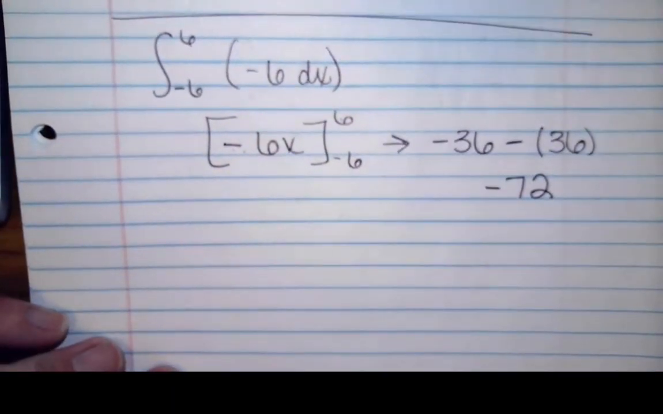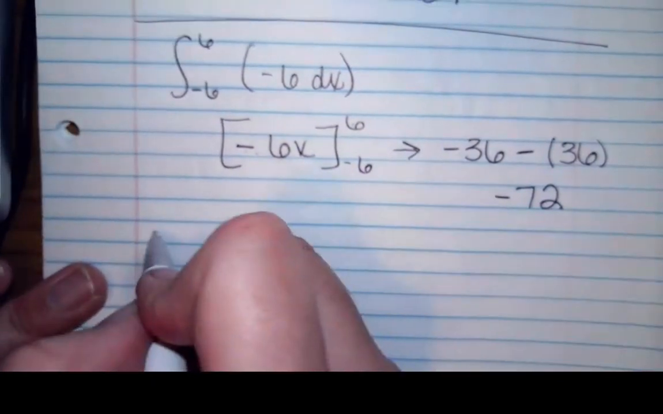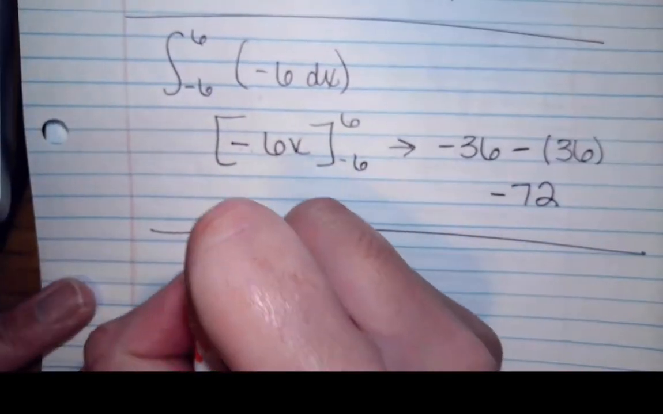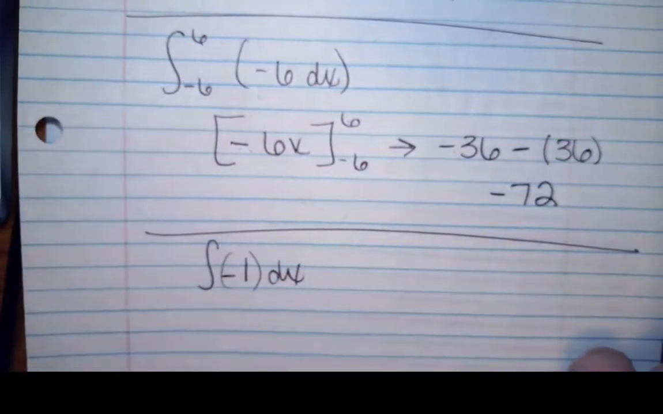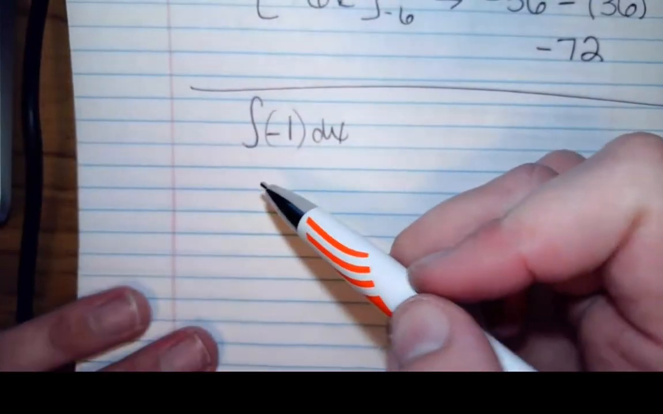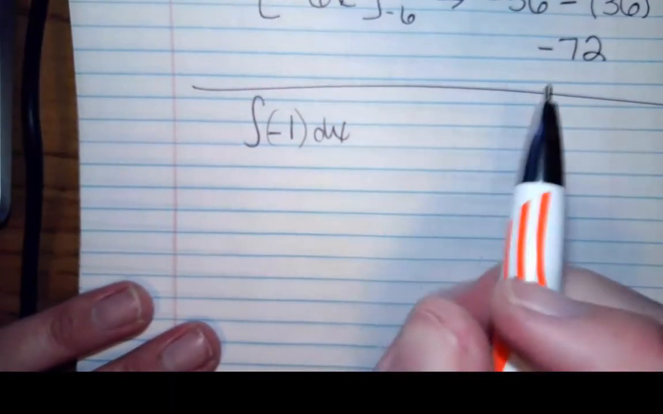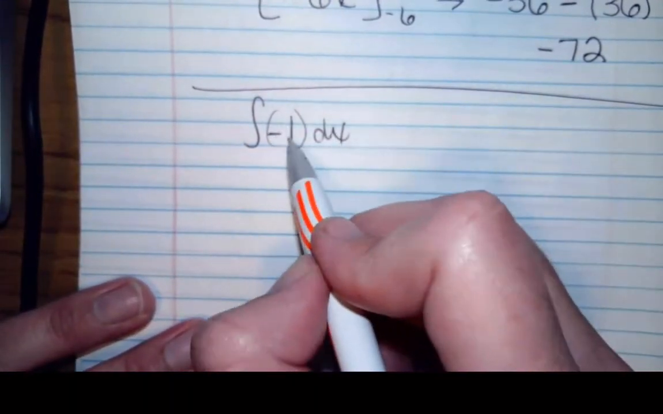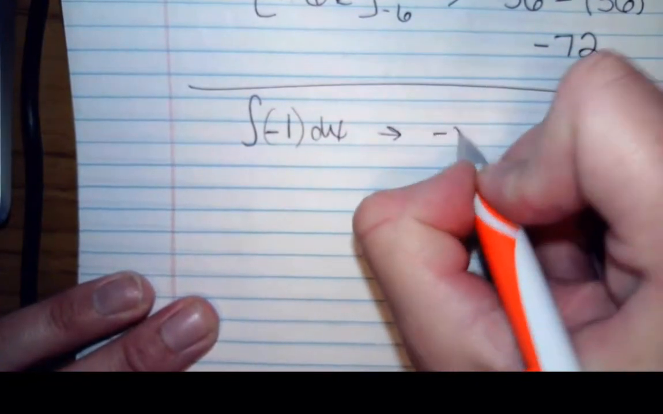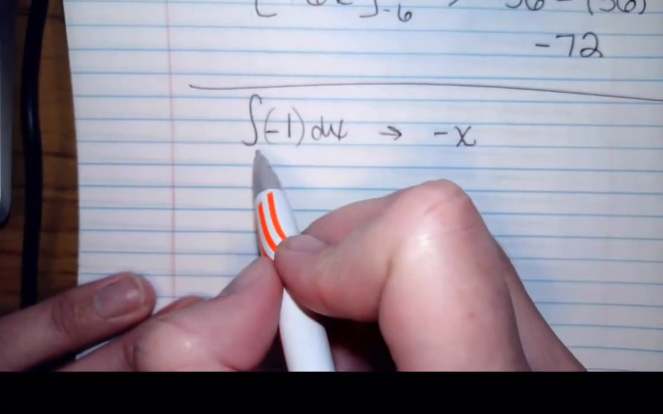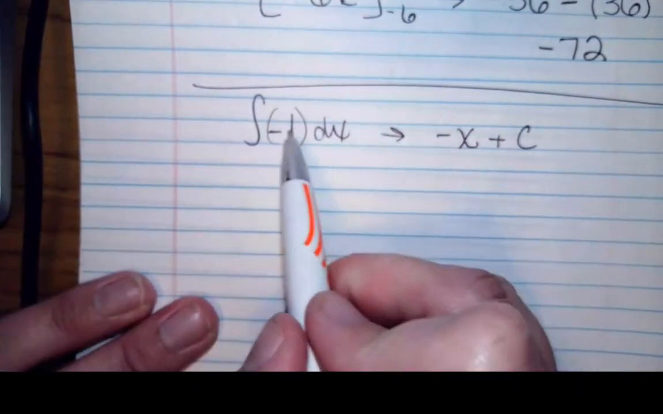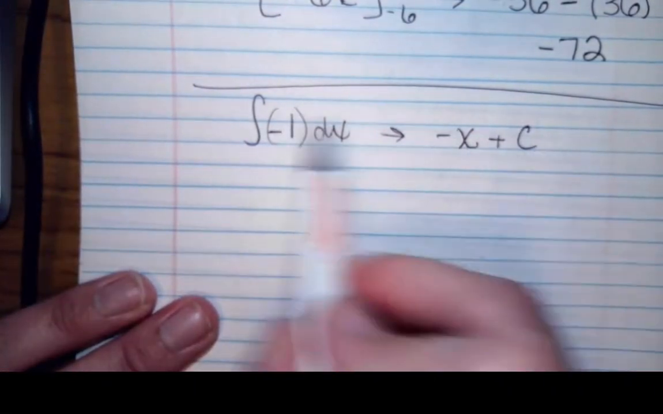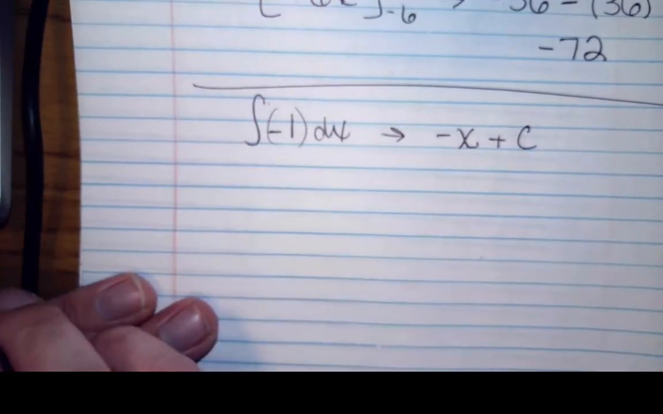Couple more. All right, so we're going to find the indefinite integral. So I'm going to integrate negative 1 dx. If it leads off negative, I like to use parentheses anyway, just because it looks like a minus 1, which is weird. So the integral of negative 1 becomes negative x. Since this is an indefinite integral, we need to use our plus c.